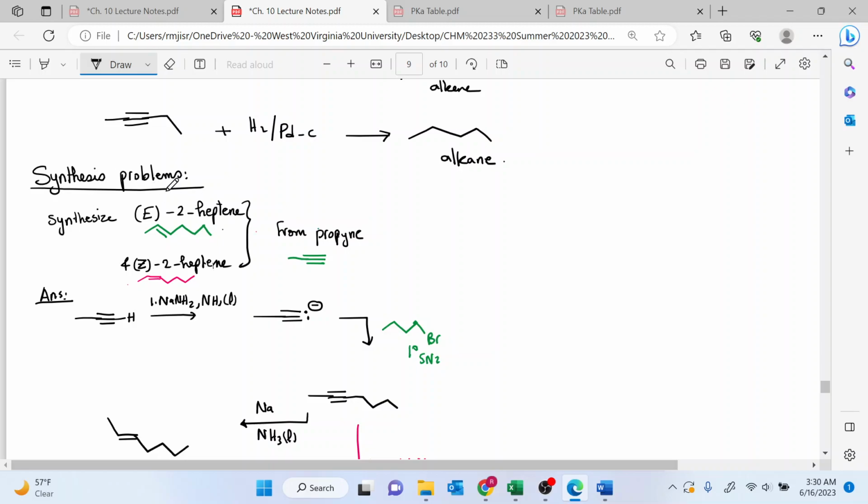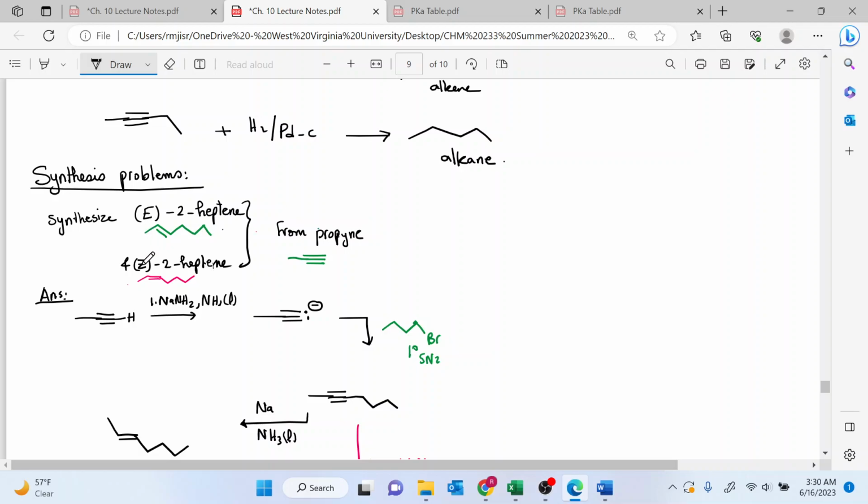These reactions, we can use them in synthesis. So let's say, for example, I'm starting with propyne. Propyne is a 3-carbon alkyne, and I want to go ahead and synthesize a 7-carbon alkene. So I'm going from a triple bond to a double bond. And I want to synthesize the E and the Z. The moment you see E and Z, this is stereochemistry.